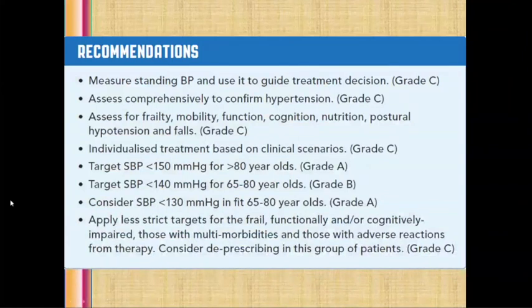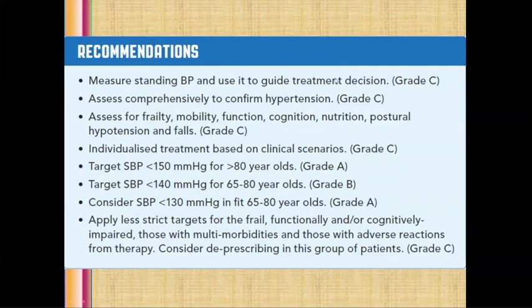The very important thing I want to highlight here is the standing BP to guide treatment. If your patient has orthostatic hypotension, use the standing BP as a guide, not the sitting one. The sitting one is higher, but when they stand, there is a 20 millimeter mercury reduction. Use the standing one in older people for BP treatment.